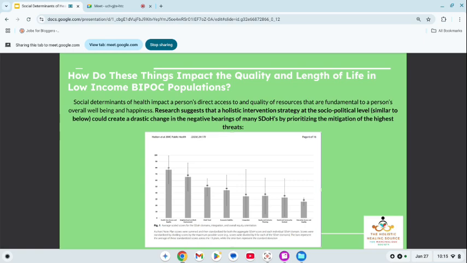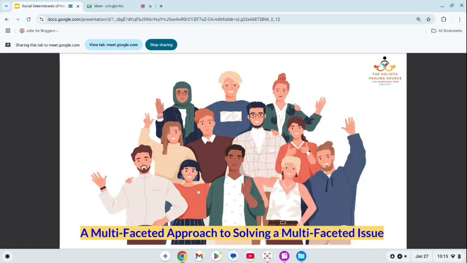As you can see in the chart, they have them ranked by order of impact and intensity as it relates to the overall health, quality, and quantity of life of marginalized populations. As you can see, healthcare access and quality is right there at number one. You also have environmental factors, economic stability is not far behind, so on and so forth. So you can see that these are very real threats to the overall well-being of BIPOC and marginalized populations. So, a multifaceted approach to solve a multifaceted issue is what would be best for addressing these social determinants of health.